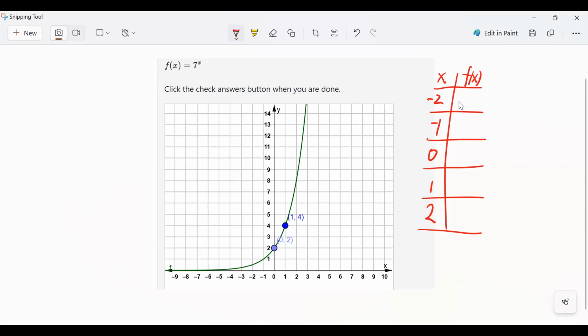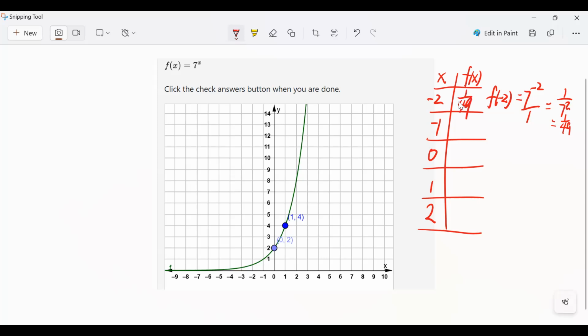Okay, let's go over this. So first of all, we find f of negative 2. That's going to be 7 raised to the negative second power. So you make a fraction and flip this to the denominator, and you get 1 over 7 squared. That's 1 over 49.